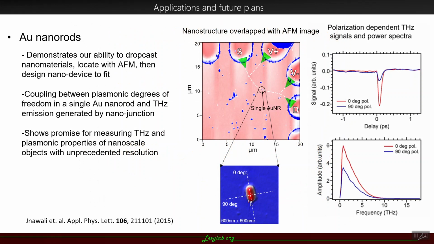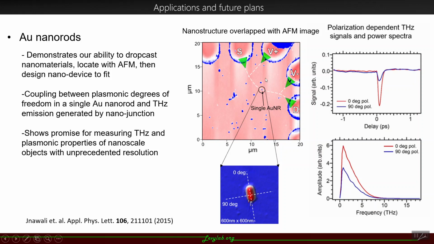I want to briefly just mention one application that we have done in the past that hints at future work, and that is with gold plasmonic nanorods. So we can drop cast nanomaterials, such as these nanorods, on top of the LaO, and then use our AFM to locate single nanostructures. And then we can write a custom 4-terminal terahertz generator around these devices.